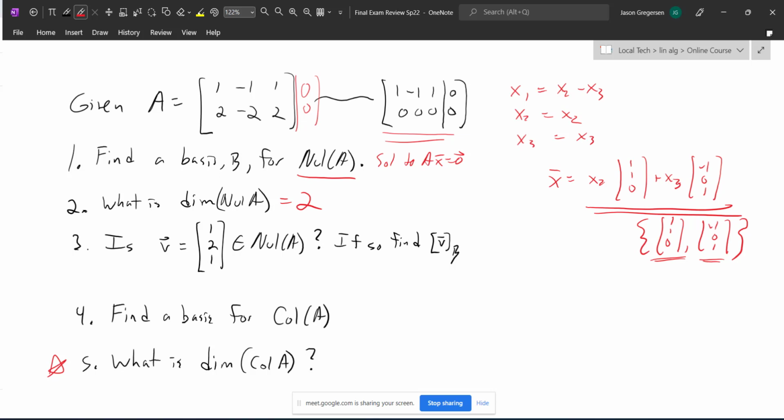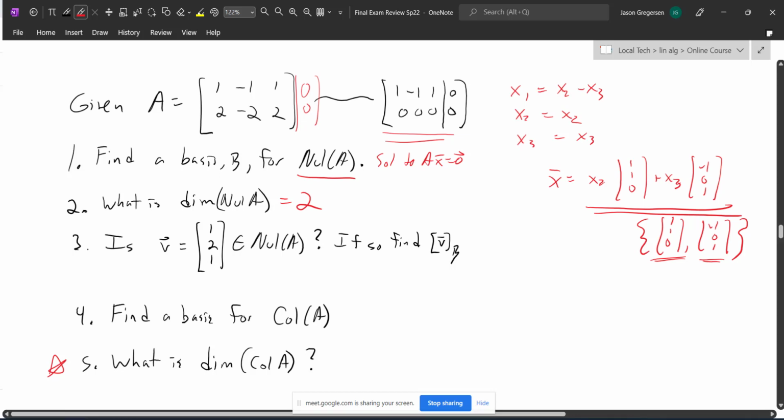The next question says, is this vector v in the null space? The easiest way to answer that would be to take A and multiply it by our vector and see if we get (0, 0). When I multiply this together, I'll get 1 - 2 + 1, and I'll get 2 - 4 + 2. So I really will get the zero vector. So it really is in the null space.